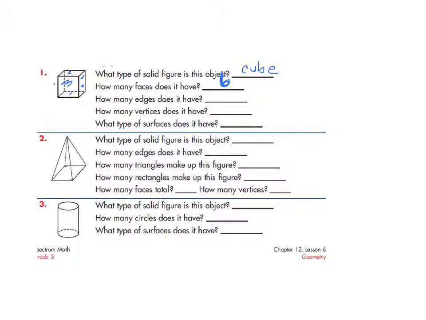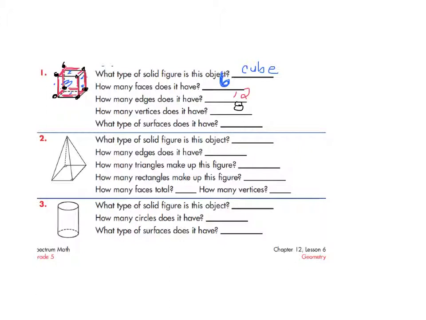How many edges does it have? Well, I'm going to go red for edges. 1, 2, 3, 4, 5, 6, 7, 8, 9, 10, 11, 12 edges. How many vertices? Well, vertices, I'm going to go black. So it's got 1, 2, 3, 4, 5, 6, 7, 8.